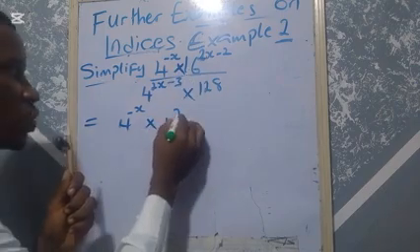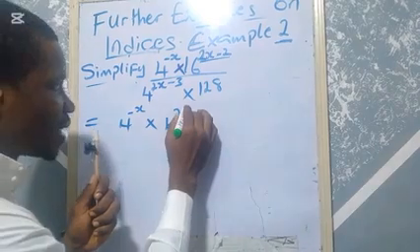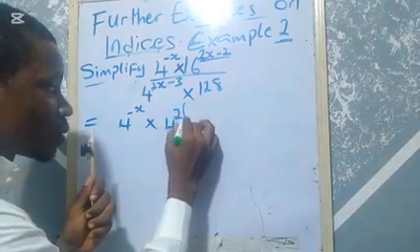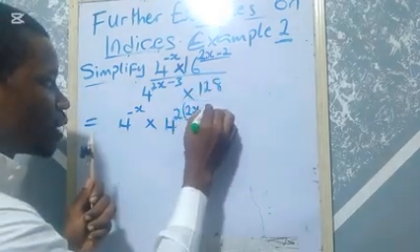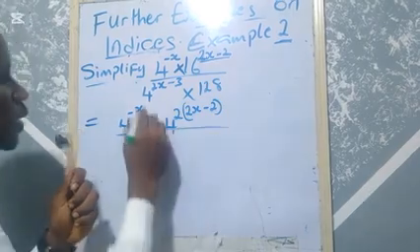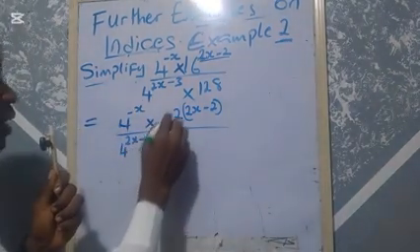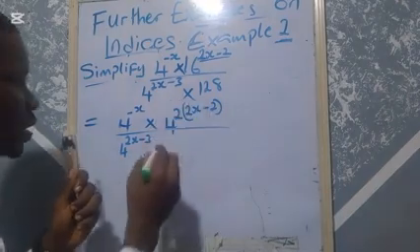Remember, before these two, you have these terms existing here. So you will not just throw them away, write them. This time, you open a bracket, put those things inside the bracket, and close. We are done with that one. I have 4 raised to the power of 2x minus 3 times this 128.